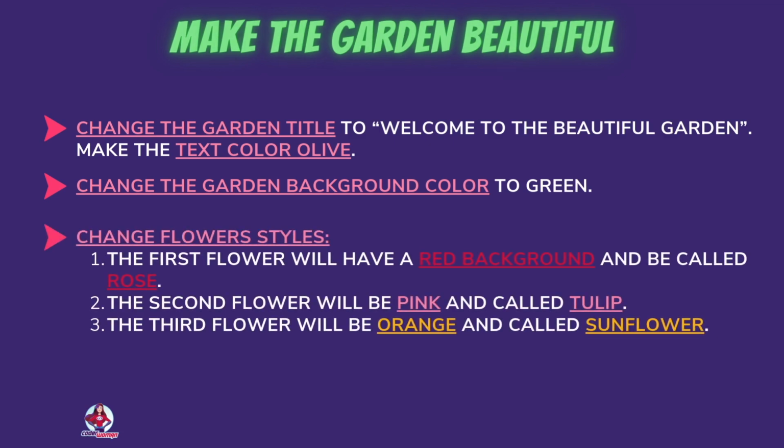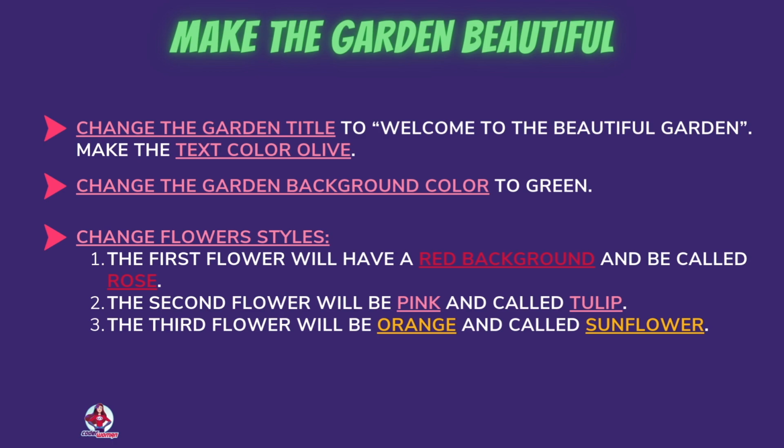You will replace the weeds with new, beautiful flowers. This means you will change the styles of each flower. Here's how the flowers should look. The first flower will have a red background and be called rose. The second flower will be pink and called tulip. And the third flower will be orange and called sunflower. It's up to you how you handle this task.